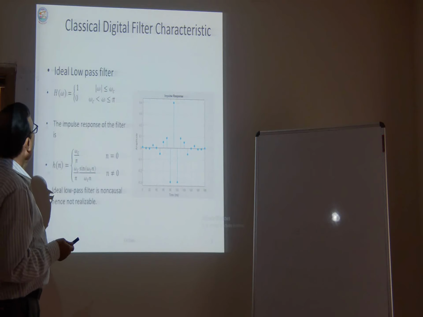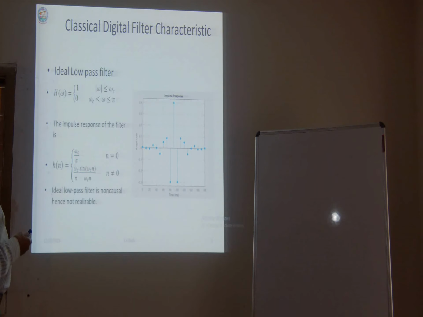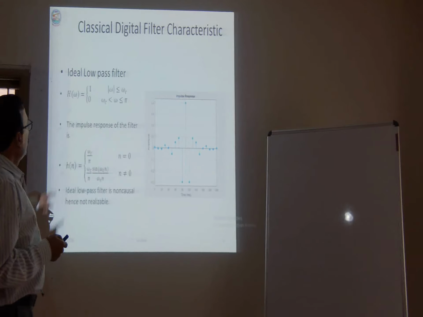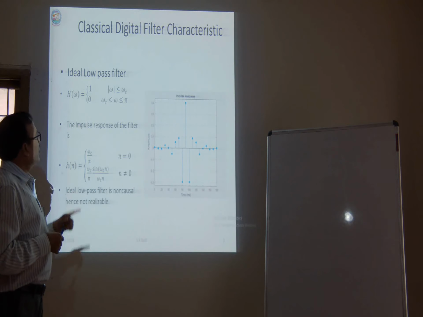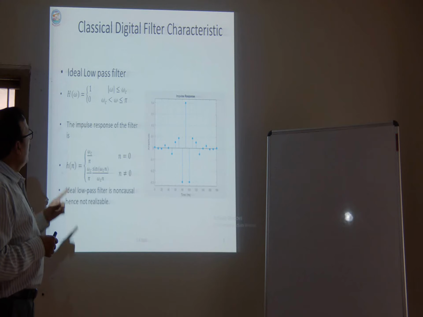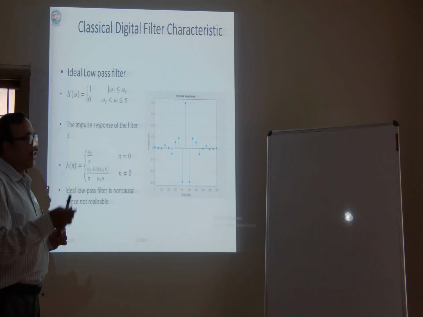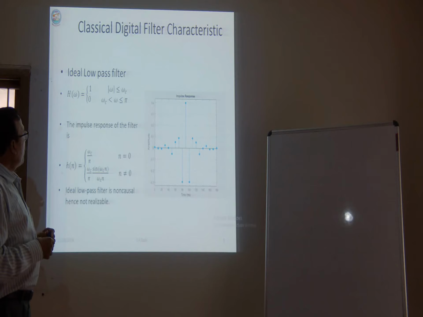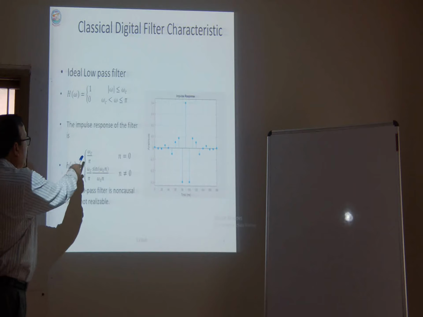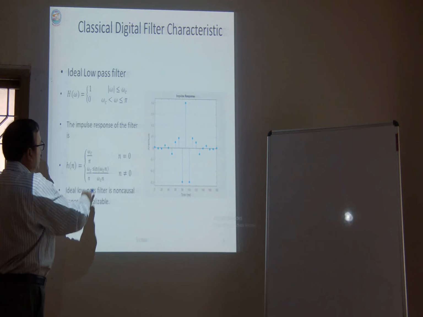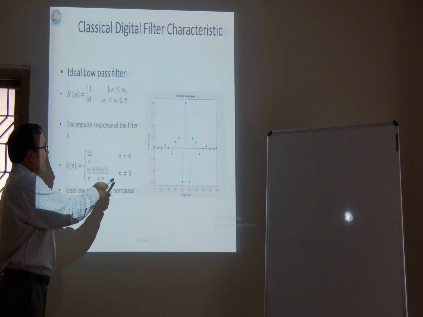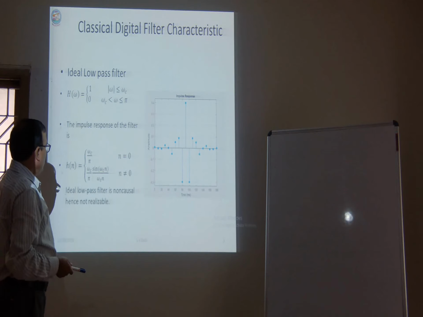Here we will explain the classical digital filter characteristics. This is an ideal low pass filter where the frequency response is 1 when the angular frequency is less than or equal to omega c, that is cutoff frequency, and 0 when it is more than omega c and less than pi. The impulse response of the ideal low pass filter h[n] is equal to omega c by pi for n equal to 0, and omega c by pi into sin(omega c n) by (omega c n) when n is not equal to 0.